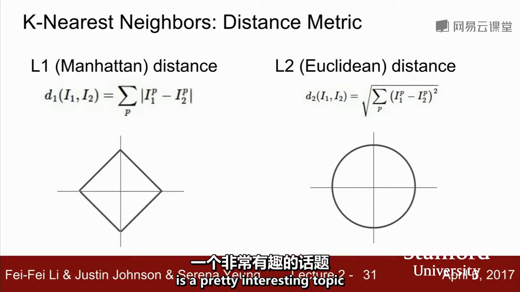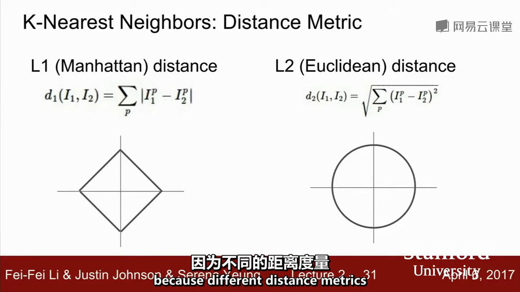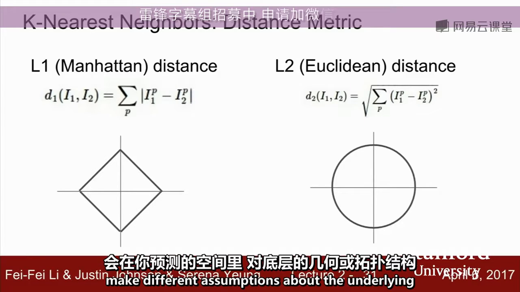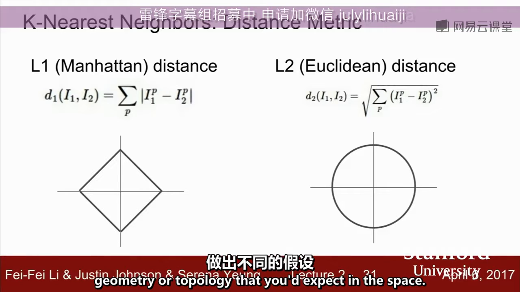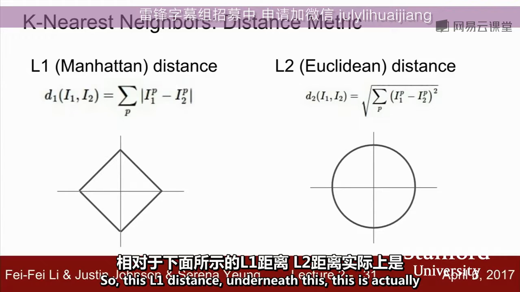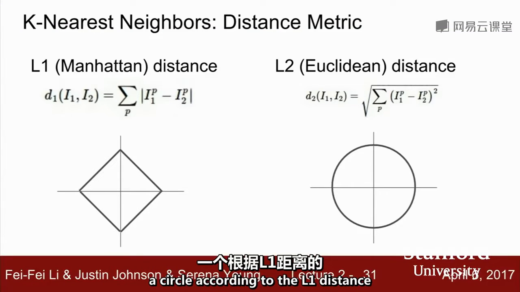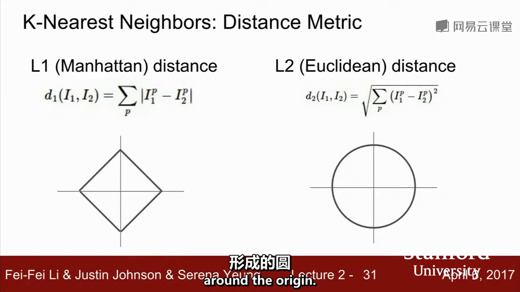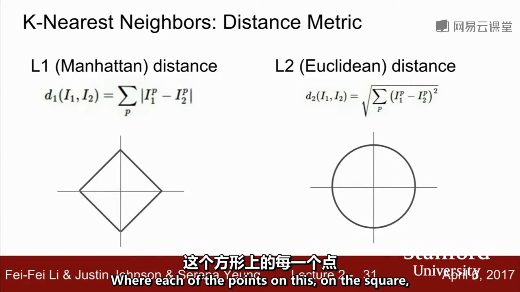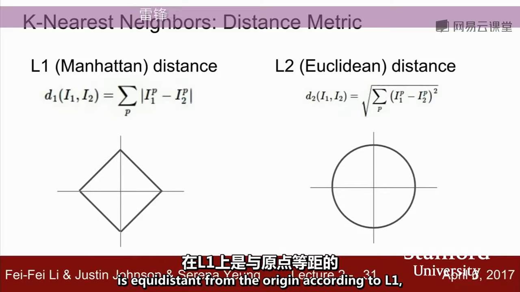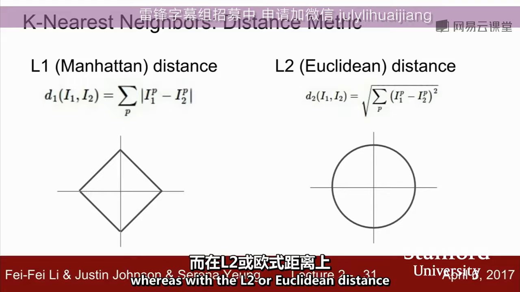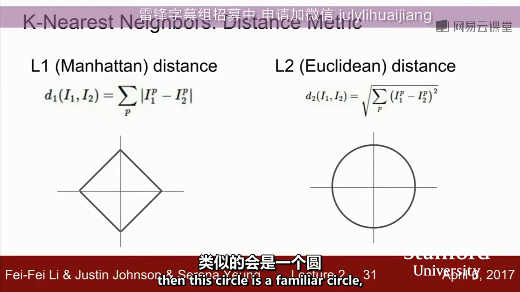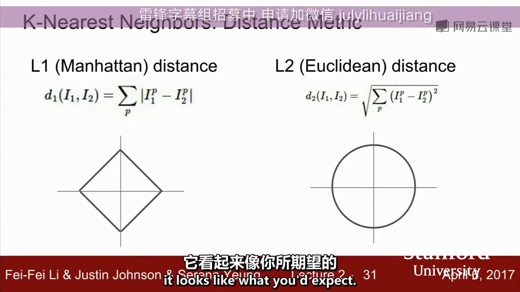Choosing different distance metrics is actually a pretty interesting topic, because different distance metrics make different assumptions about the underlying geometry or topology that you expect in the space. So underneath this, a circle according to the L1 distance forms this square shape around the origin, where each of the points on the square is equidistant from the origin according to L1. Whereas with the L2 or Euclidean distance, the circle is a familiar circle. It looks like what you'd expect.